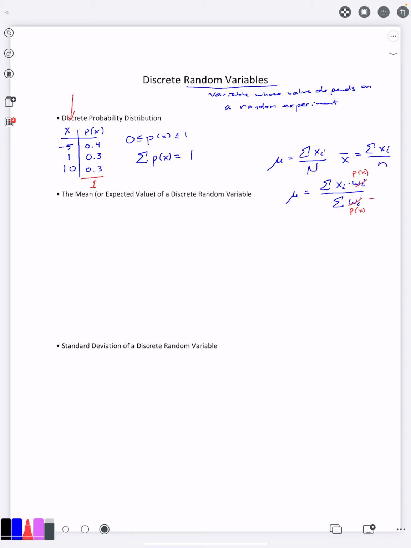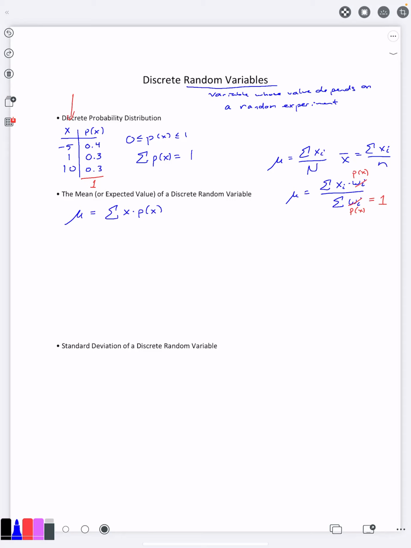And what happens if you add up all the probabilities? Well, that's just 1, so it doesn't really matter if we divide by it or not. So that means the formula for the mean of a random variable is you're going to take the value of the variable, multiply it by the probability, and then add those things up. And that is going to be the mean of your discrete random variable.